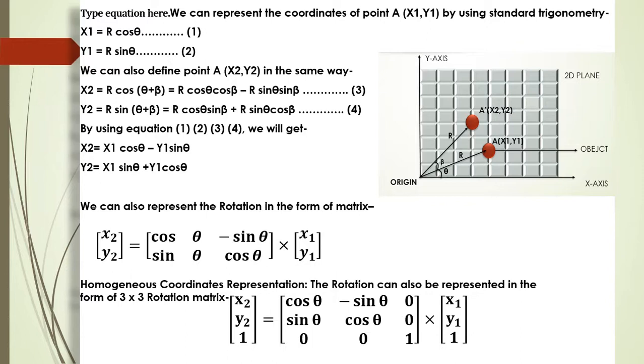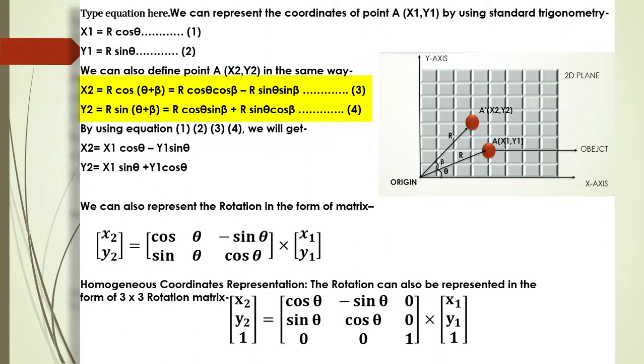We can represent the coordinates of point A (x1, y1) by using standard trigonometry. So x1 is r cos theta, which we call the first equation. y1 is r sin theta, which we call the second equation. Then we can define point A dash (x2, y2) in the same way. x2 is r cos(theta plus beta). When we evaluate this using trigonometric functions, we get r cos theta cos beta minus r sin theta sin beta, which we call the third equation.